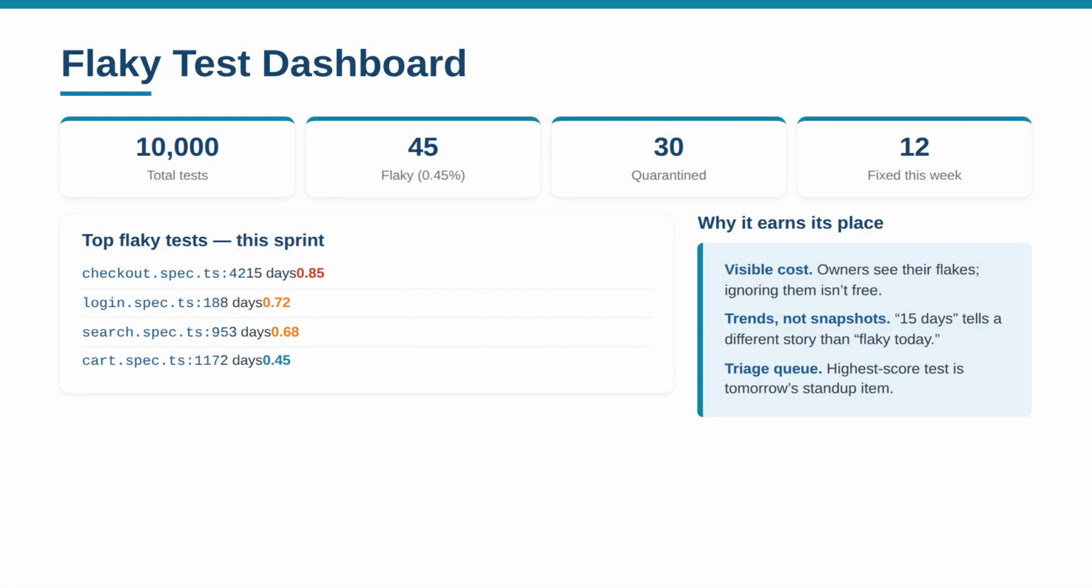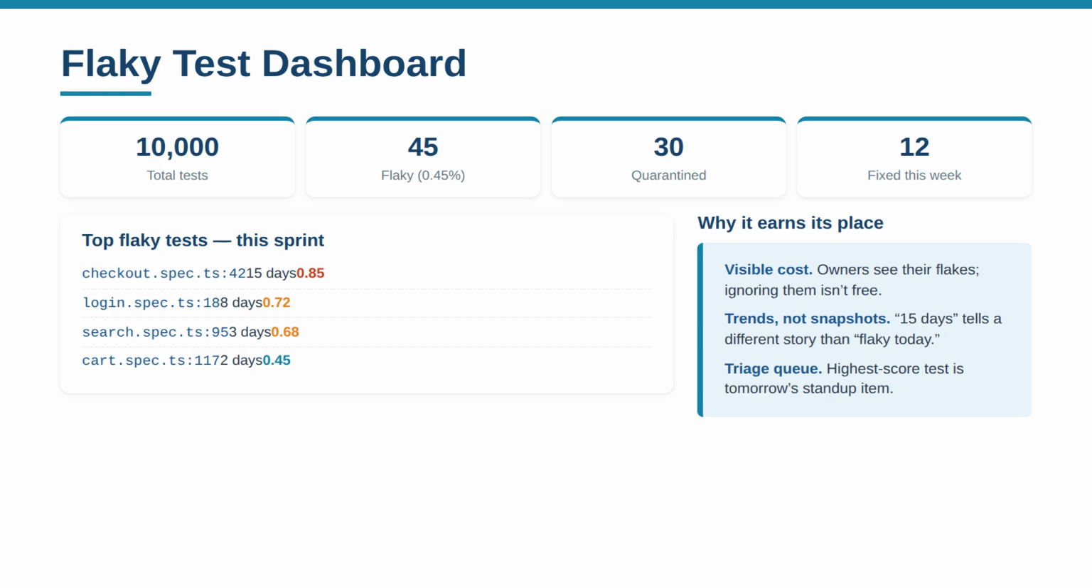The flaky test dashboard makes the cost of flakiness visible to the people who can fix it. At the top level you see aggregate health: total tests, how many are flaky, how many are quarantined, and how many were fixed this week. Below that is a triage queue ordered by flakiness score. The tests most deserving of attention right now.